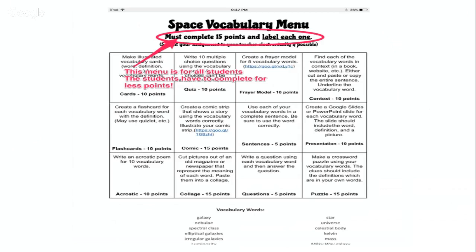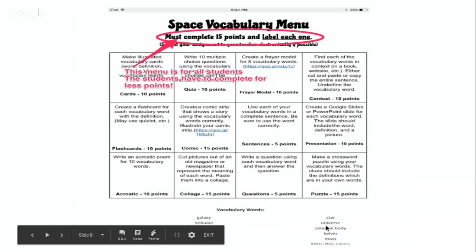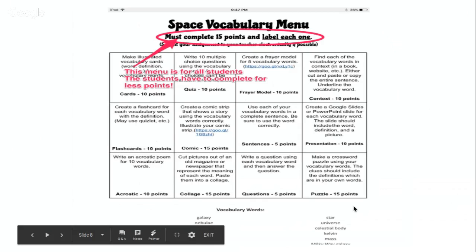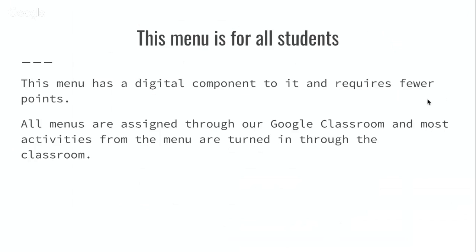It gives those kids such a variety of choices that there's something that they can do and do well. And they just decide how many points and how much time they're willing to spend. You notice at the bottom of this menu, we always put the vocabulary words so they don't have to go searching for that, or sometimes we just load them up into their classroom. The menu is really for all students, and the digital component to it requires fewer points.